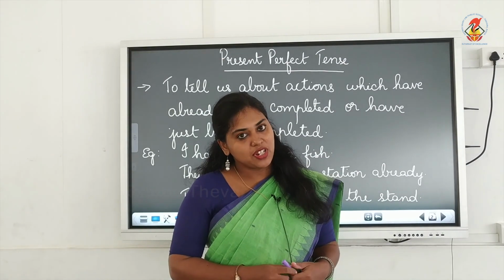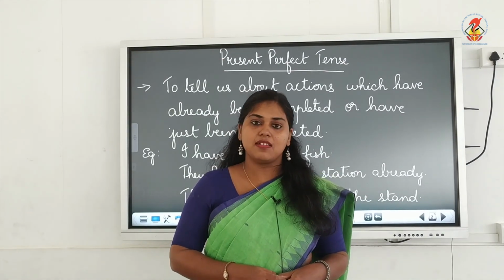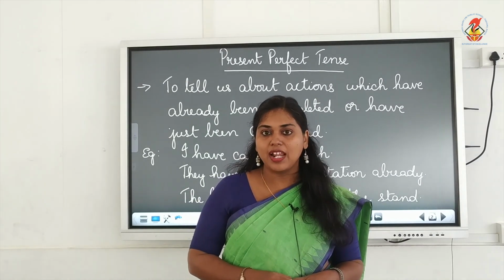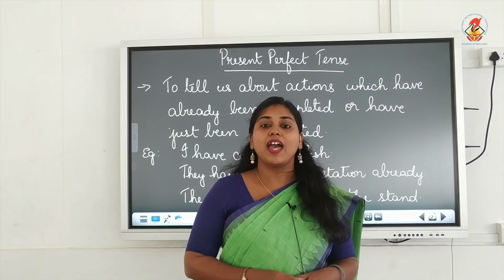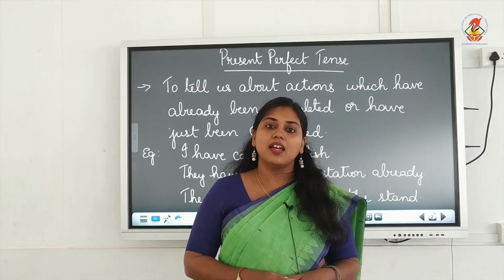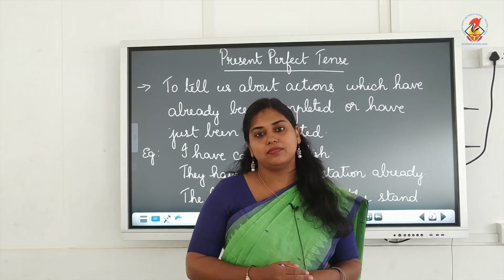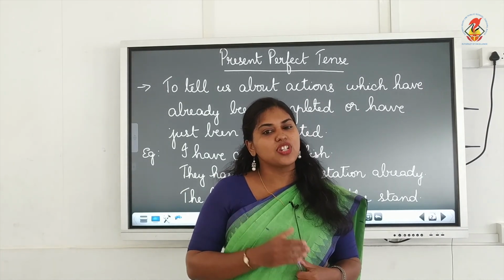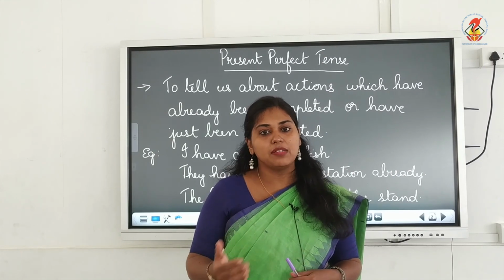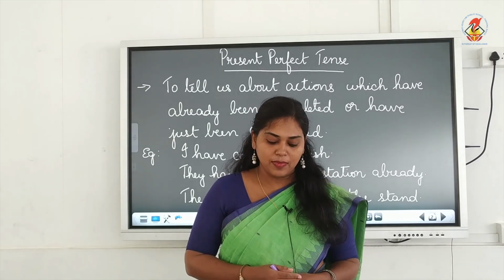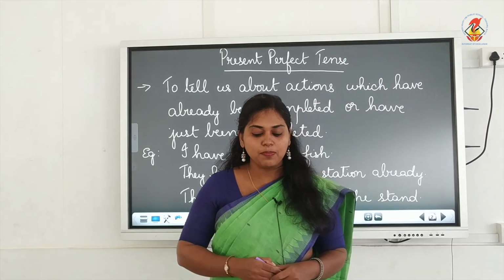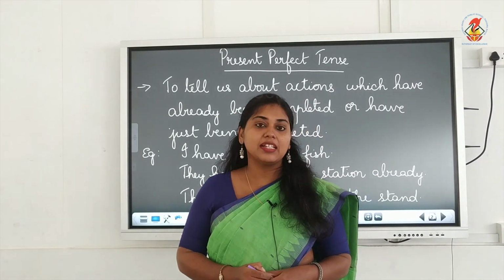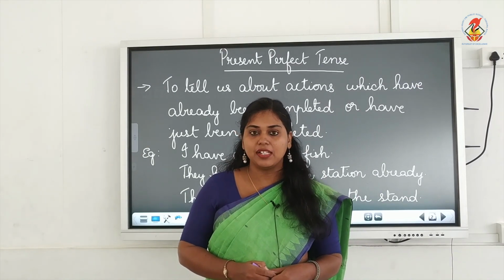The third type of tense is present perfect tense. We use present perfect tense to denote an action which happened in the present and is just completed, to denote an action that is just completed or already been completed, okay. That is a textbook definition. The present perfect tense tells us about actions which have already been completed or have just been completed.